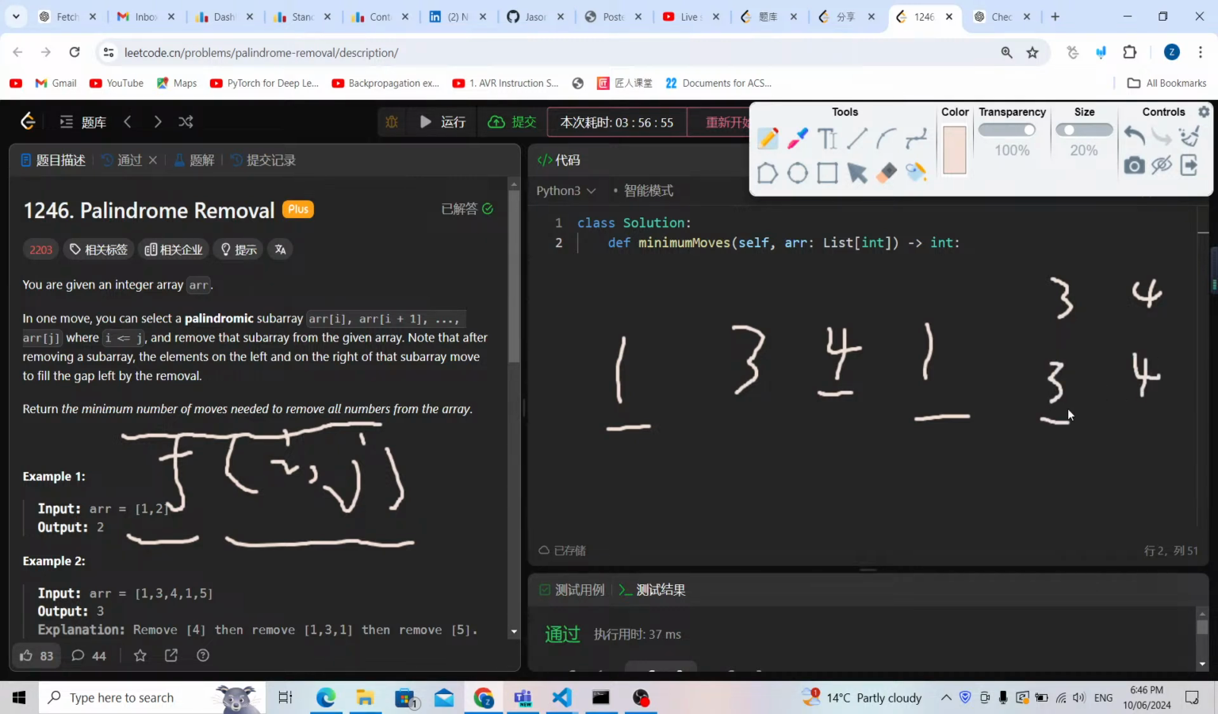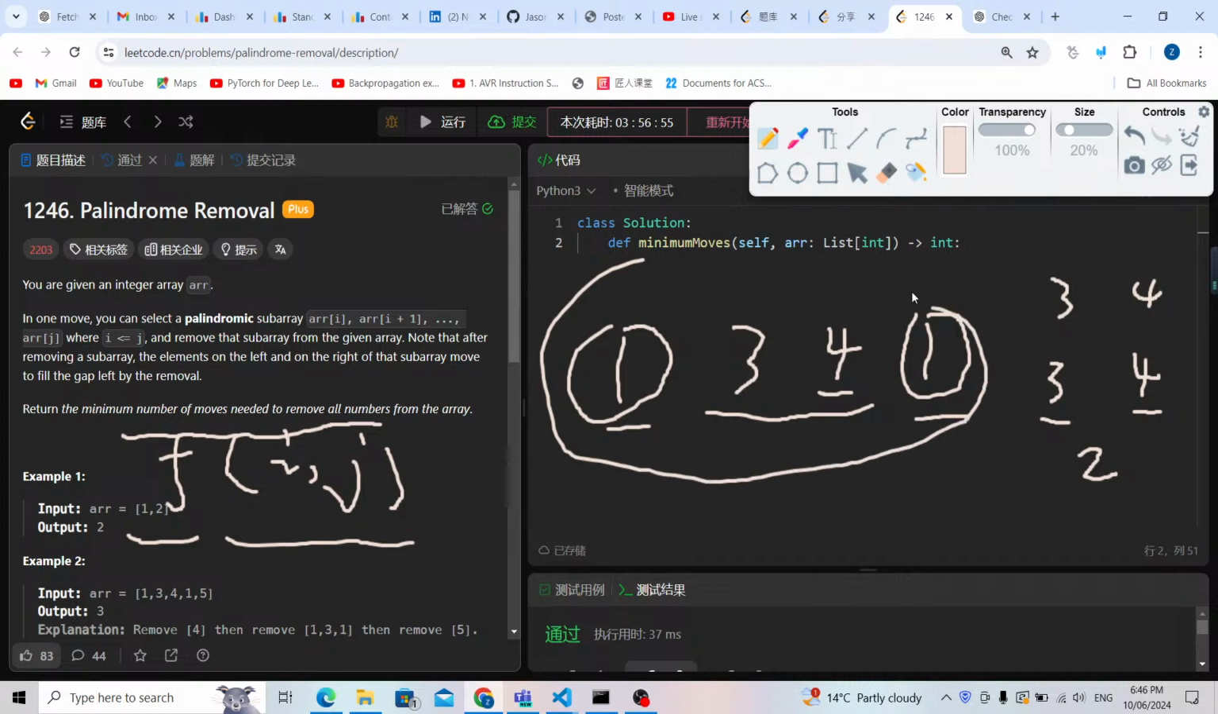Maybe we're going to remove 3 and then remove 4. Remove 3 how many times? It is 1 time. And remove 4 how many times? It is another 1 time. So it is 2 times. But while we are removing this one and this one, we didn't count it because it is a palindrome, because they are equal. So there are 2 times for this whole part, and for this 5 there is another one, so it's going to be 3 times. This is one of the possible ways for analyzing the problem.